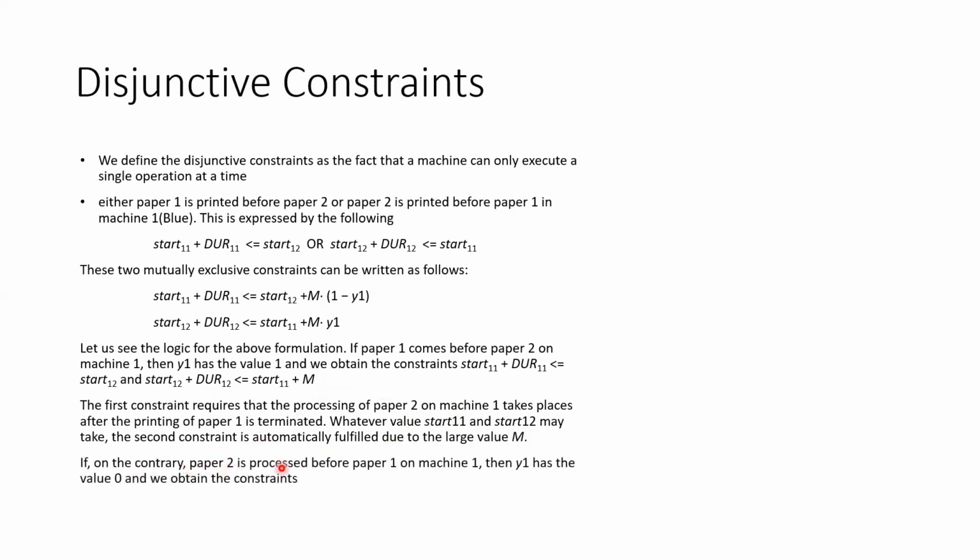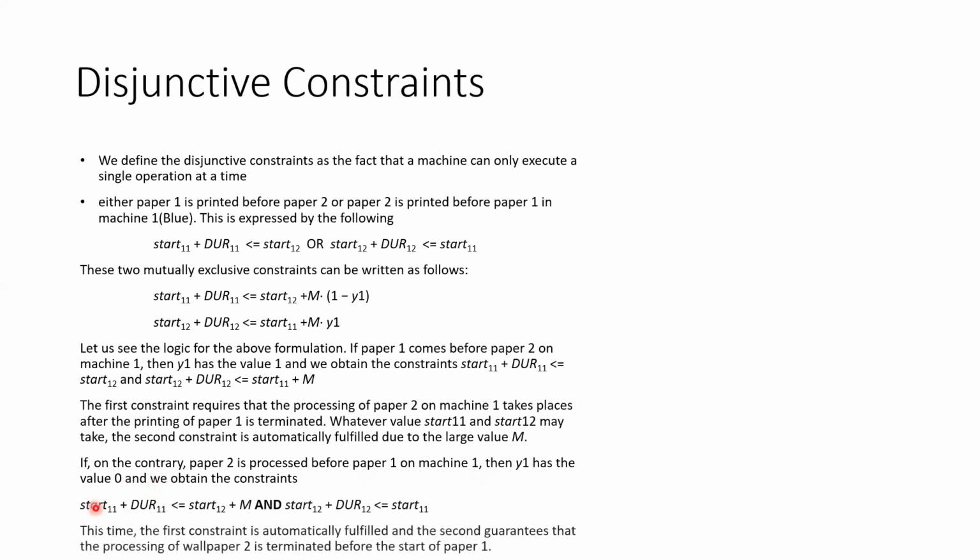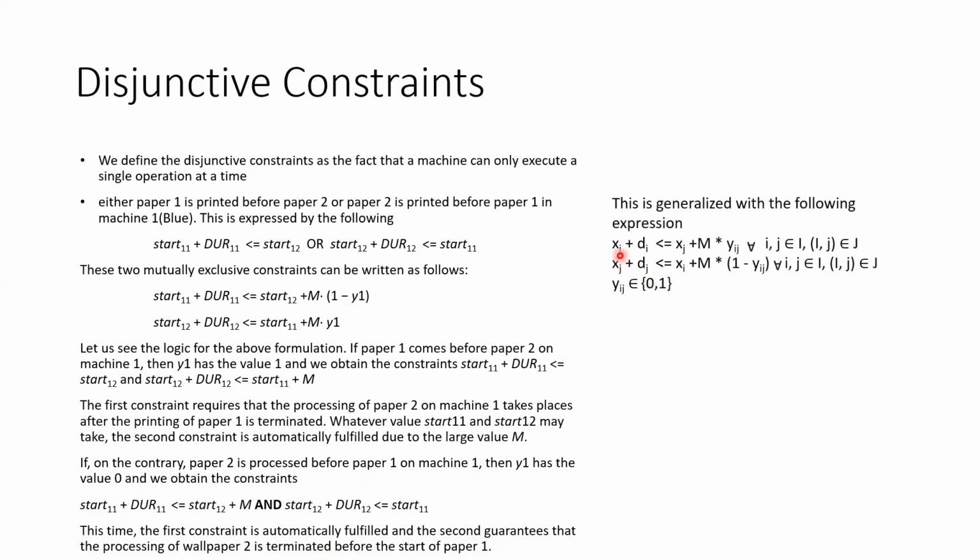On the contrary, if paper 2 is to be processed before paper 1 on machine 1, then y has the value of 0 and we obtain the constraints as follows. This time the first constraint is automatically fulfilled and the second guarantees that the processing of paper 2 is terminated before the start of paper 1. We can generalize this formula in the following way, where the start of a task plus its duration should be less than or equal to the start of another task plus a big M value, given that process I starts before process J. The disjunctive variable y is a binary variable.